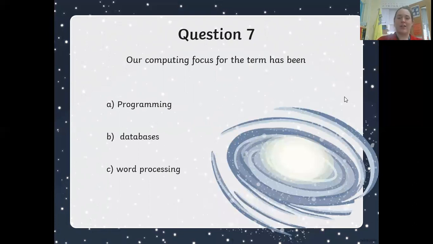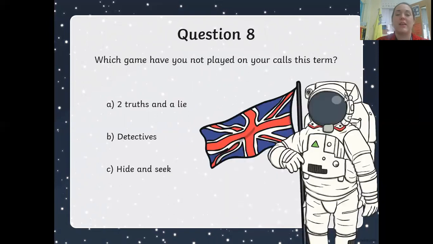Okay, question 7, our computing question. Our computing focus for the term has been A, programming, B, databases, or C, word processing. You're right if you said A, programming.